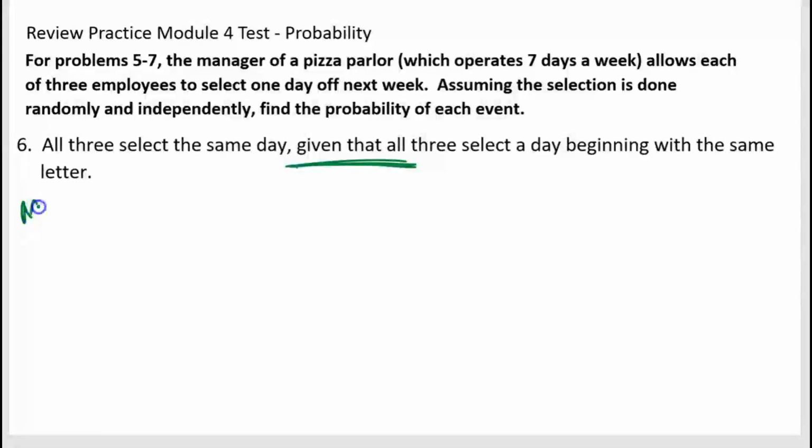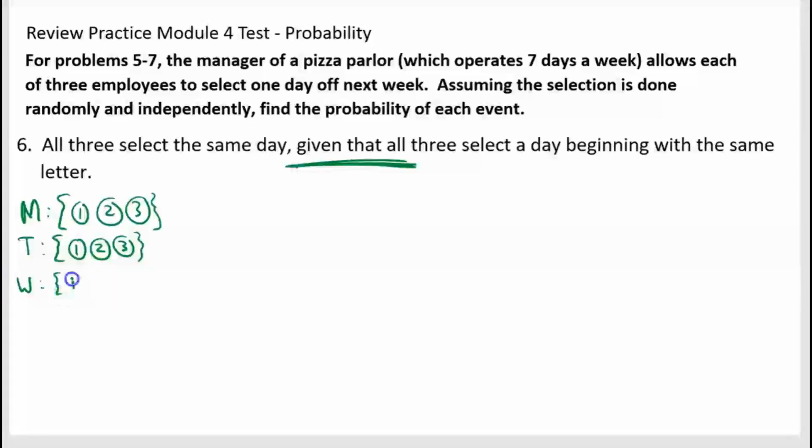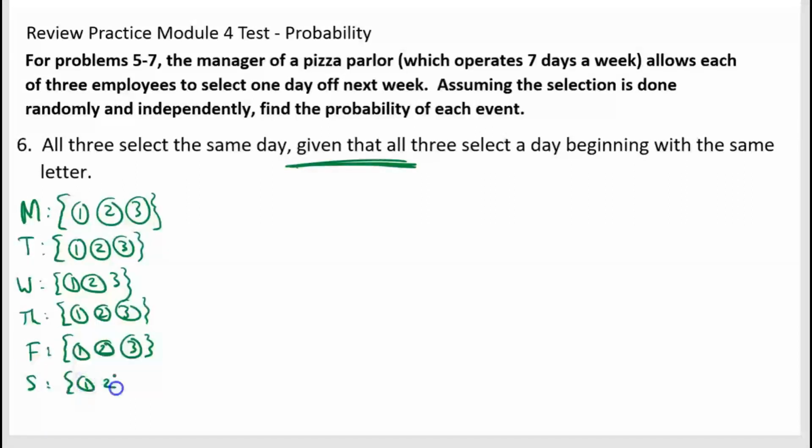Okay, so Monday, and you could say employee 1, 2, and 3 picked Monday. That'd be true for Tuesday too. That's one of the possibilities, right? Wednesday. And this could be all 7 days of the week. Okay, so Thursday, they could all pick the same day. Friday, they could all pick the same day. And these 1, 2, and 3 that I'm circling, that's just your employees. Saturday, they could all pick the same day. And Sunday, I'm going to write that out a little bit better, they could all pick the same day.